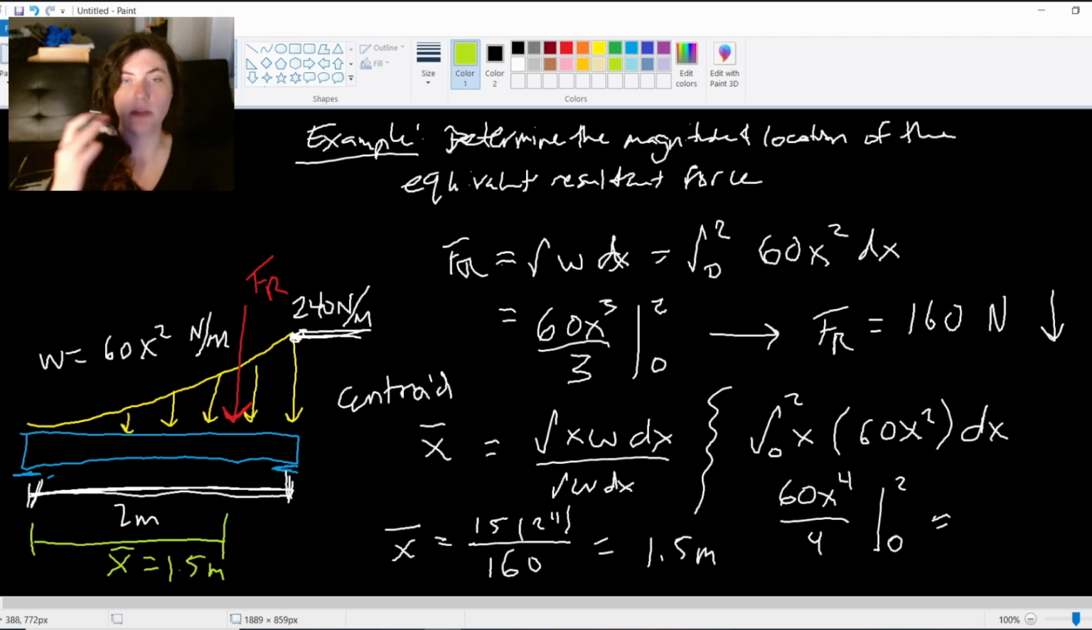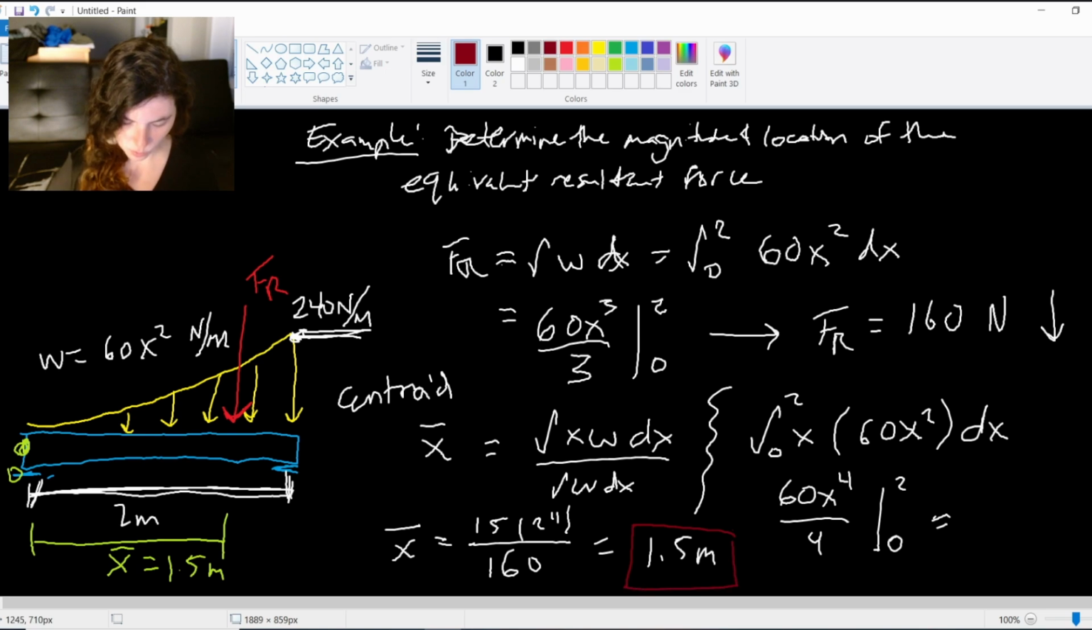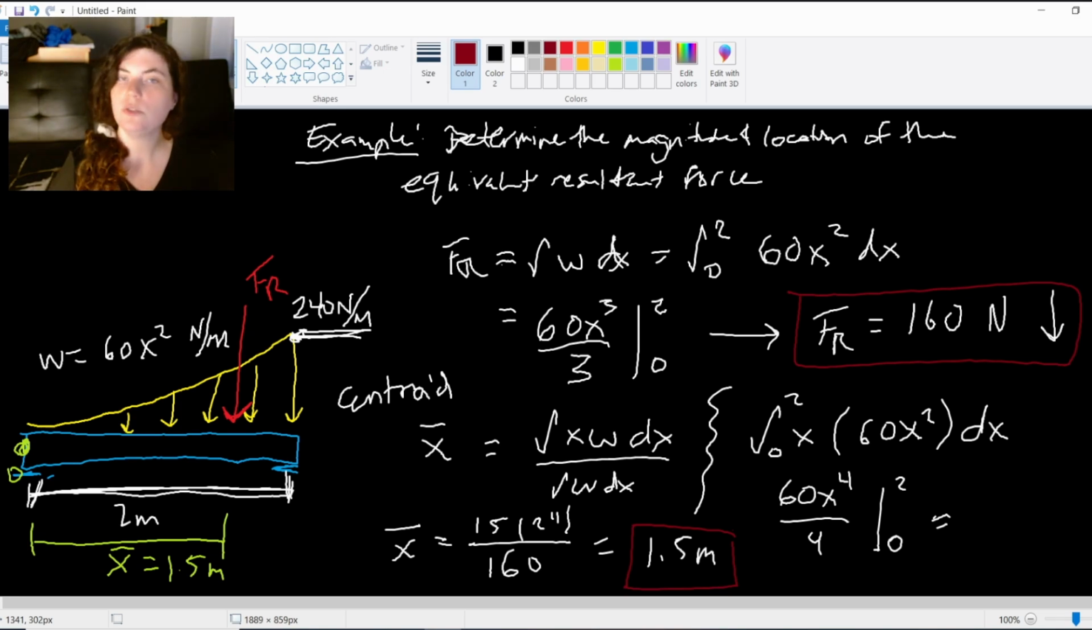It's acting 1.5 meters to the right of our leftmost side here, our O, the point I was taking it about. That's how far in our FR is located. So these are our two answers: 1.5 meters and 160 newtons. So it's not too bad.